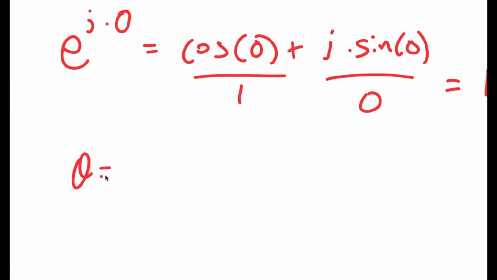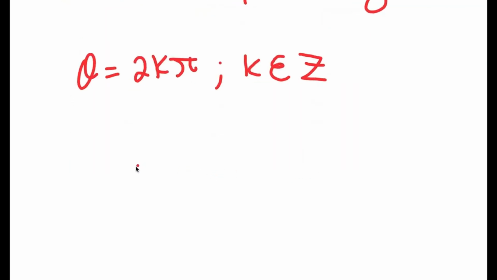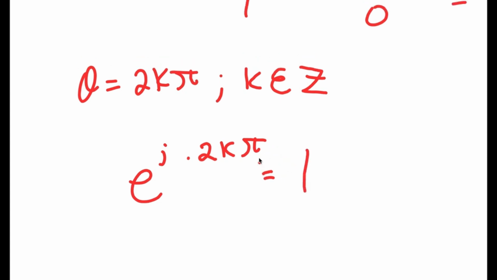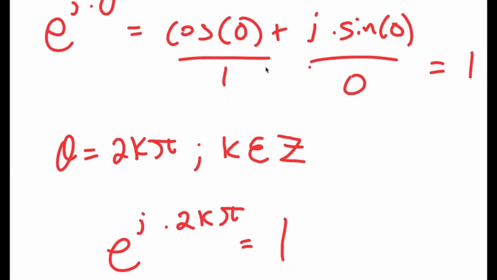Now, what if we say theta is equal to 2k pi? And k is just a substitution for all real numbers. Now I get e to the power of i times 2k pi is equal to 1. Because all we did was substitute theta in for 2k pi into this same thing.